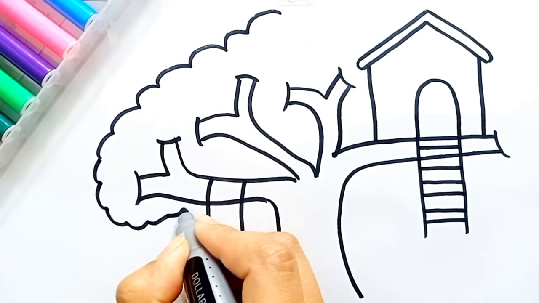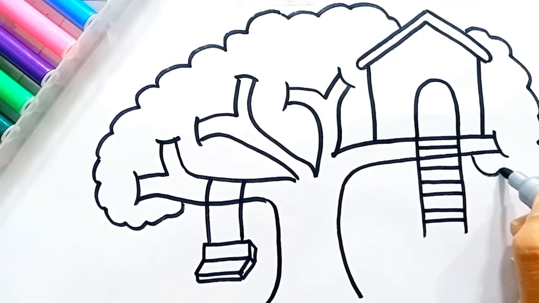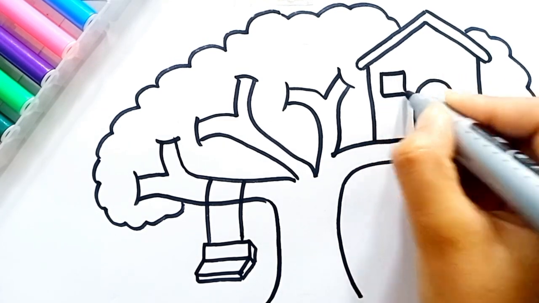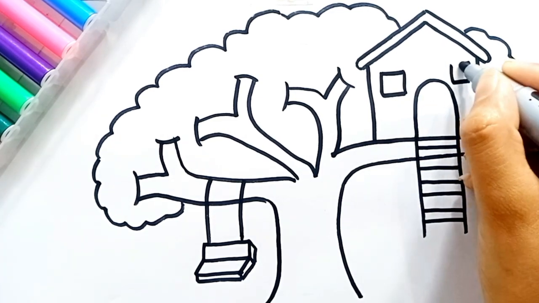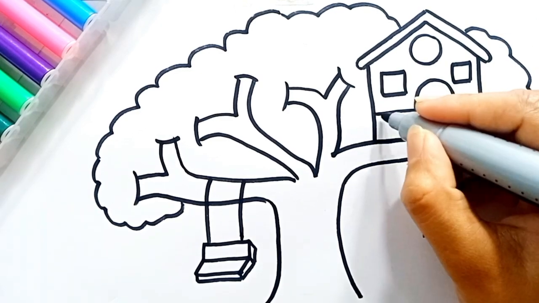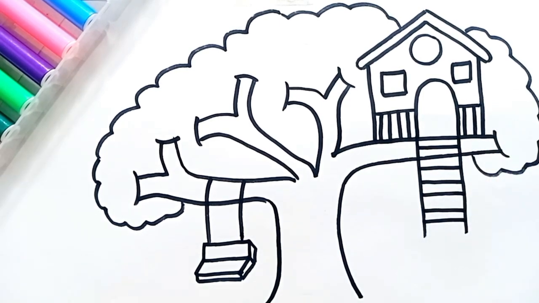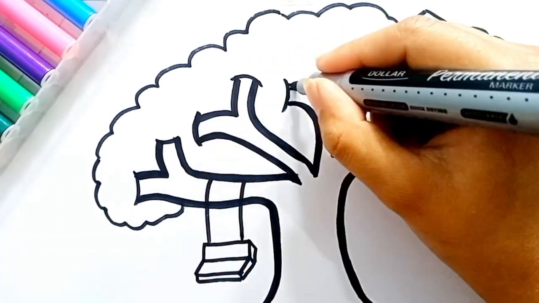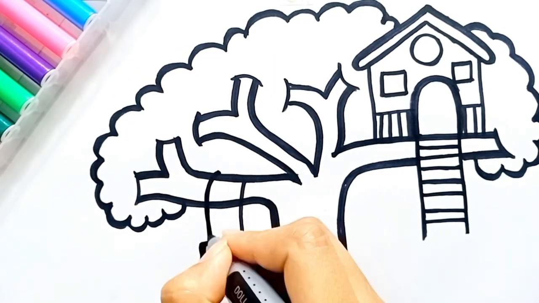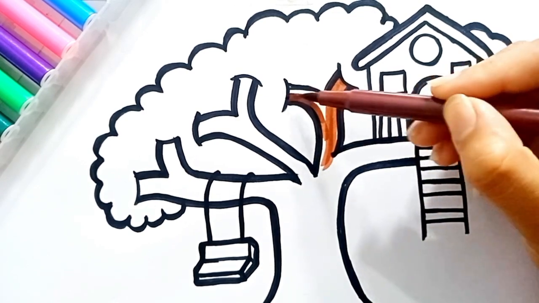Now I am making the tree. These are the windows. It's time to color. Let's color the branches brown.